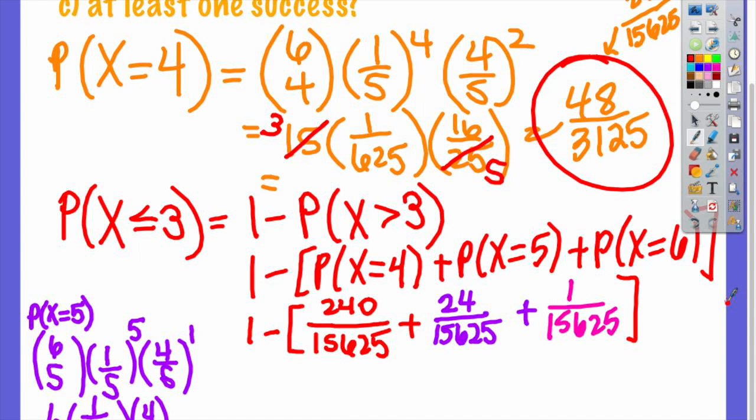So, looking back here, I went ahead and redid the probability of it being 4, so that way we can all have the same denominators. So then that way, with all the same denominators, 240 plus 24 plus 1. Did you guys get this one for the purple one? Okay. So then what would that be when you add them up? 265.